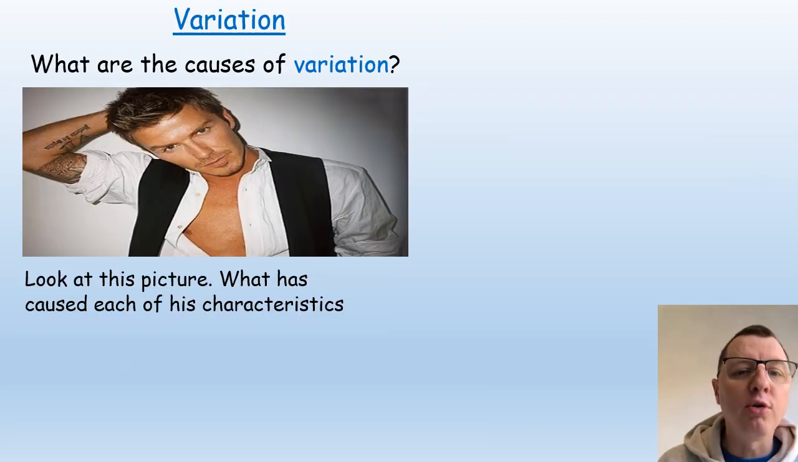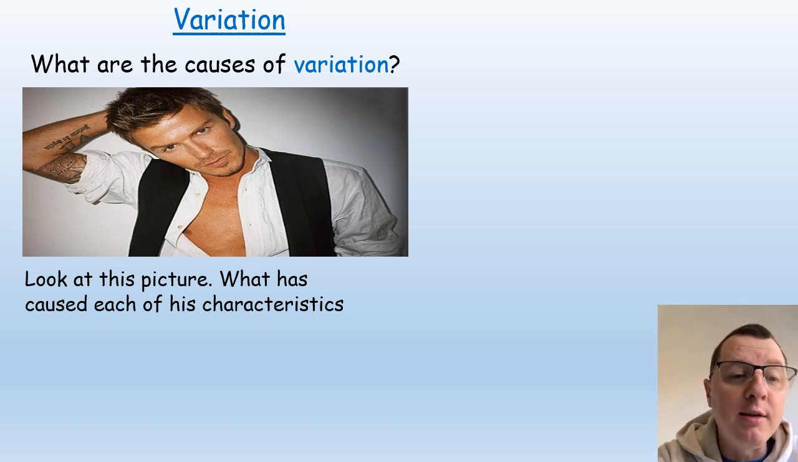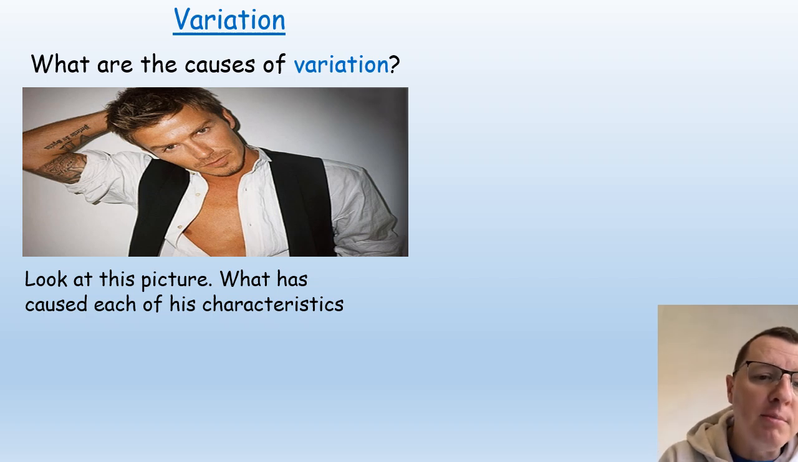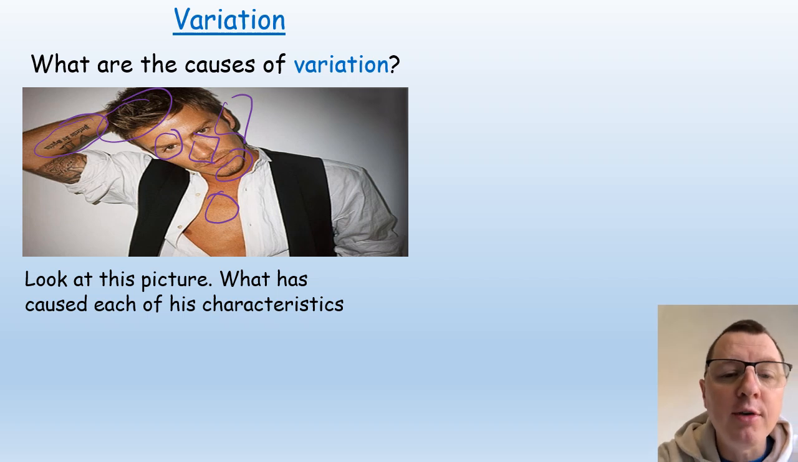So what are the causes of this variation? Well, if you look at this picture of David Beckham here, you can see that he has many different characteristics. For example, his eye colour, whether he has tattoos or not, his skin colour, facial hair, the shape of his nose, the shape of his ears, his hair colour and his hairstyle. All of these things are characteristics that David Beckham has. But what has caused each of those characteristics?